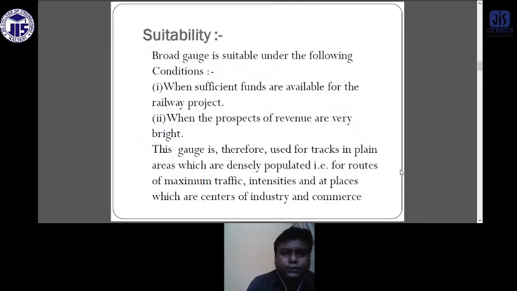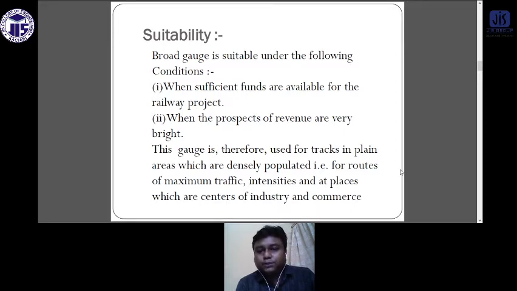So what is the suitability of the broad gauge? Broad gauge is suitable under the following conditions. When sufficient funds are available for the railway project, because when we provide extra space between two rails, we need larger sleepers, more ballast, and more land to construct the railway track. Everything increases the project cost. So if we have a sufficient amount of funds, then we can provide the broad gauge.